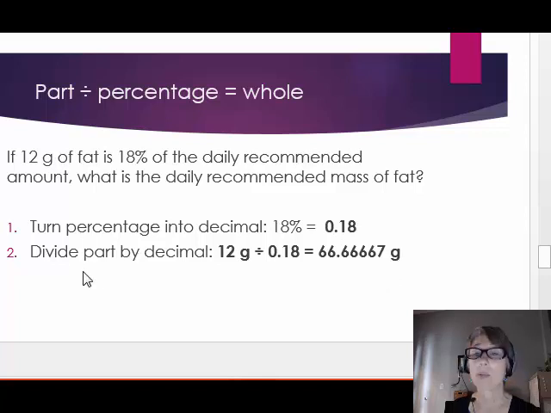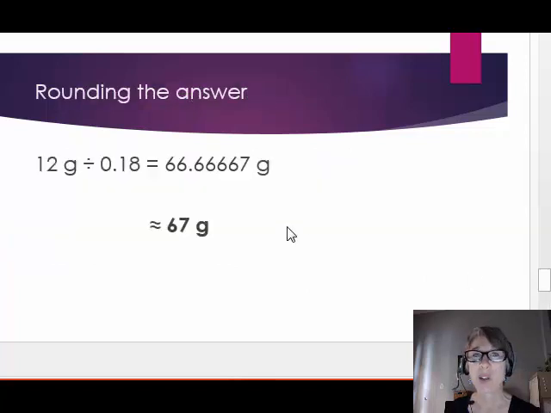Then we divide the part by the decimal, or 12 grams divided by 0.18, and we get another repeating decimal. Since these values are measured, we will use our sig fig rules to determine our final answer. Our final answer should have 2 sig figs, so we round that to 67 grams.